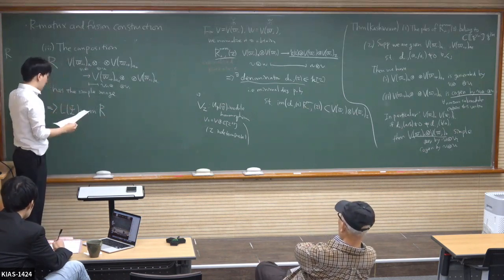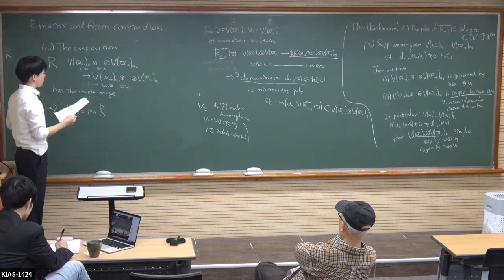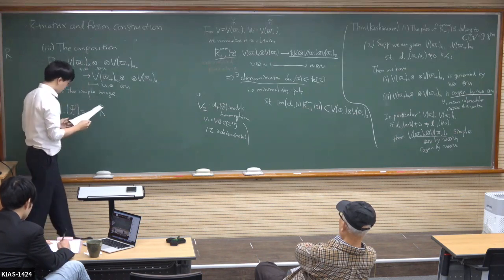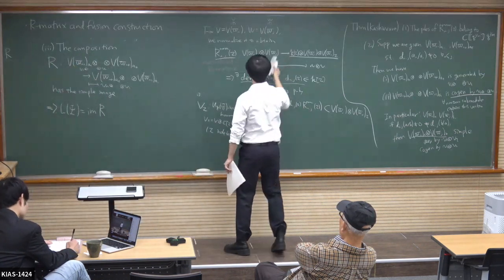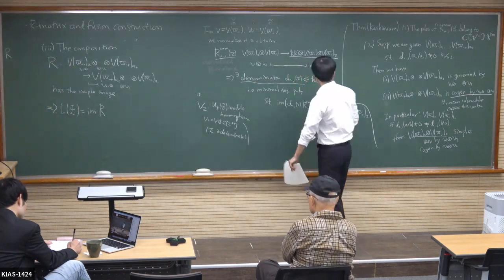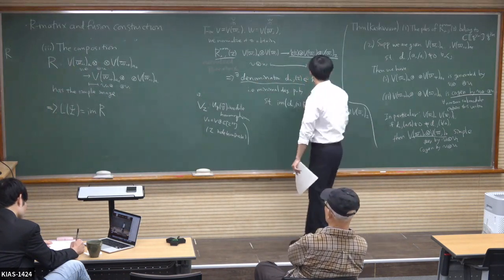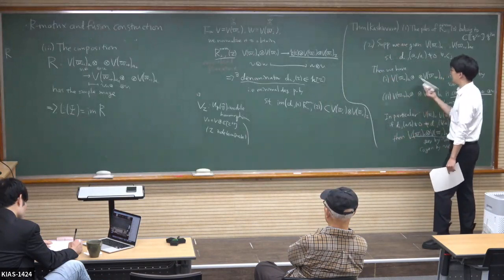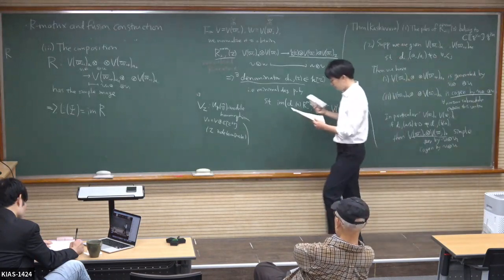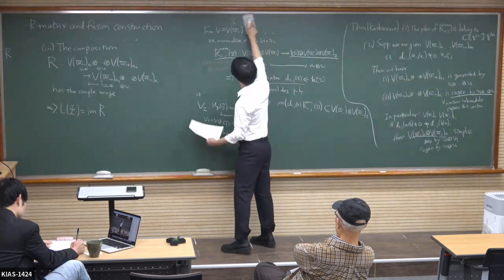So this is actually much better than the previous subquotient construction. And as I said, this theorem also contains very important information on the structure of the tensor product. Here are some remarks.